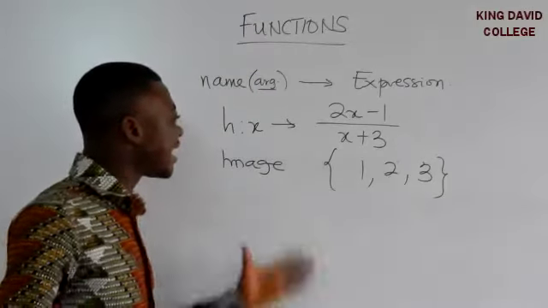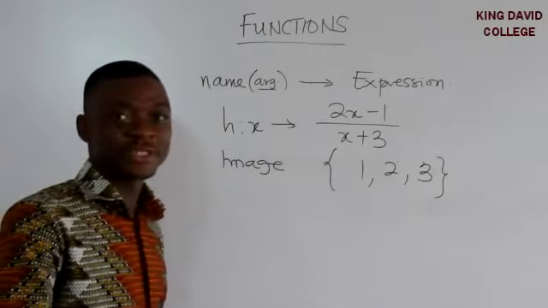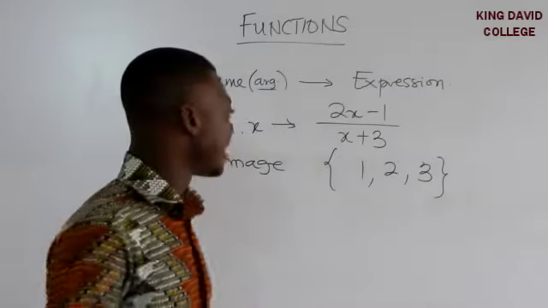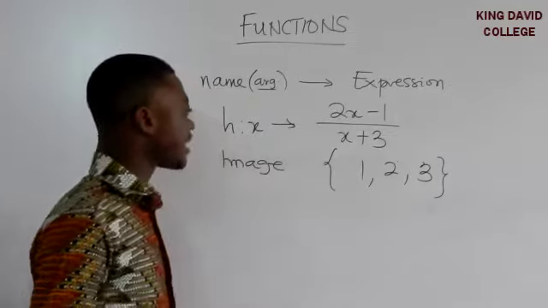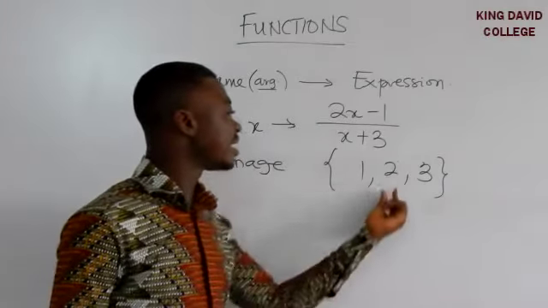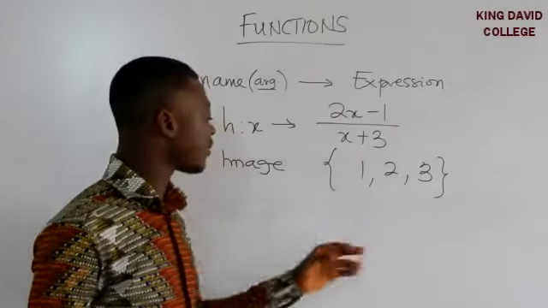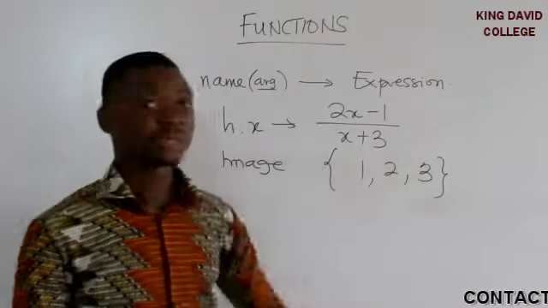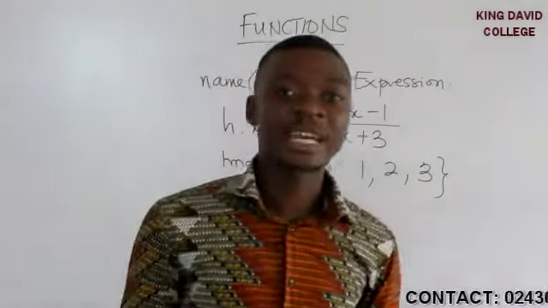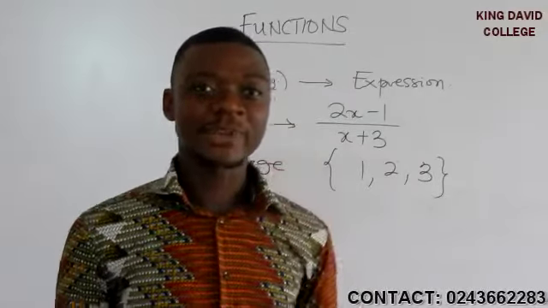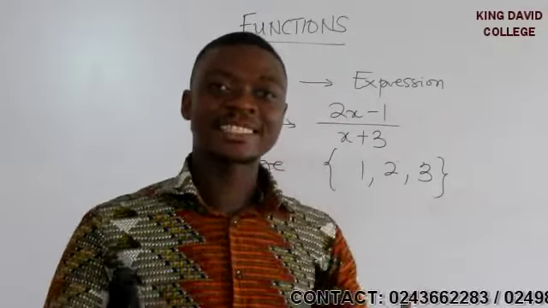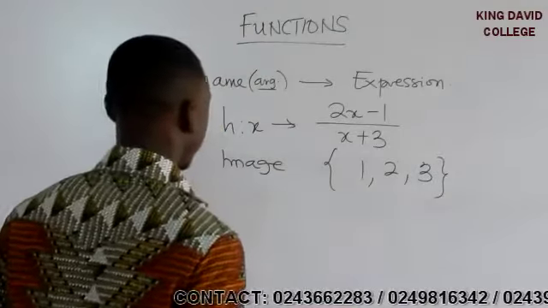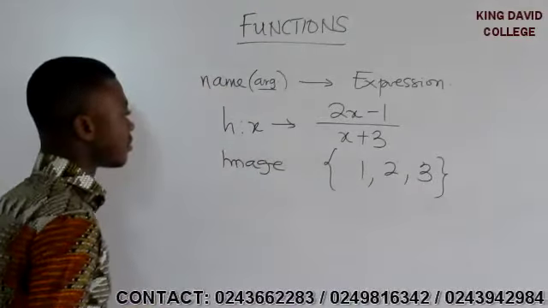Good. The idea hasn't changed. It's the same idea as before, but you are going to do it three different times because the number of inputs we have now are 1, 2, and 3. So you are going to get three different answers, and then you put your answers in a set. Very well, so let's begin.